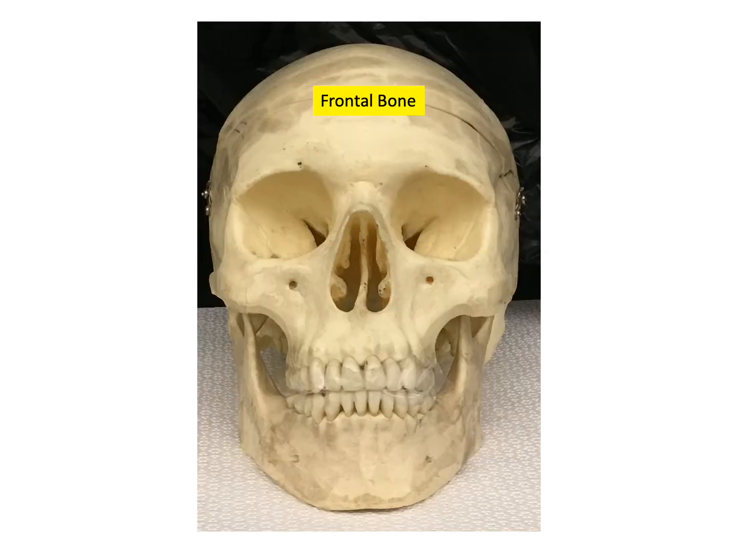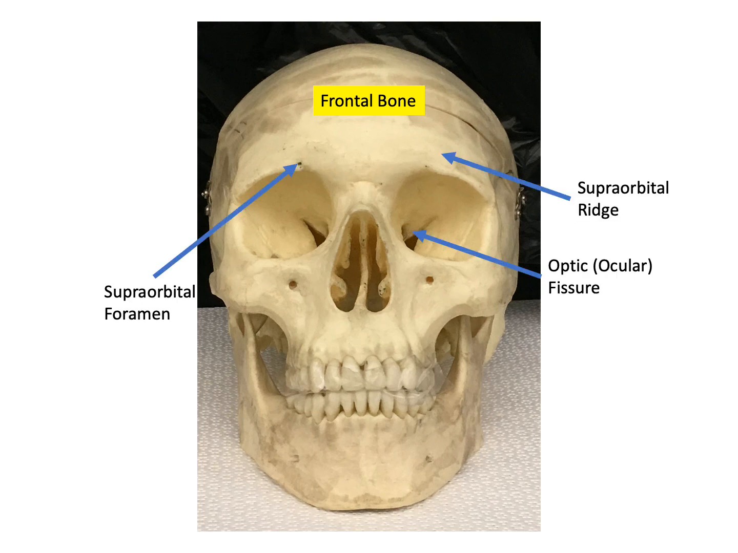So let's take a look at some of the frontal bone landmarks of importance here, and then we'll move into landmarks of some of the other bones. So some of the landmarks we should be aware of are the supraorbital ridge and supraorbital foramen. And then we should also be able to identify the optic or ocular fissures. There is a superior fissure and then an inferior fissure. The supraorbital foramen is going to allow for some of the nerves to pass through the cranial bones and innervate the face.